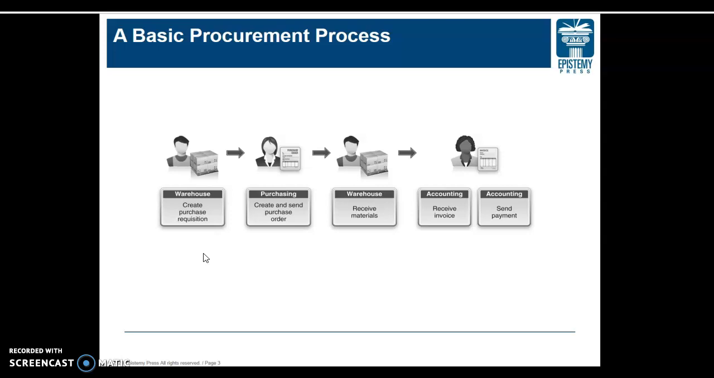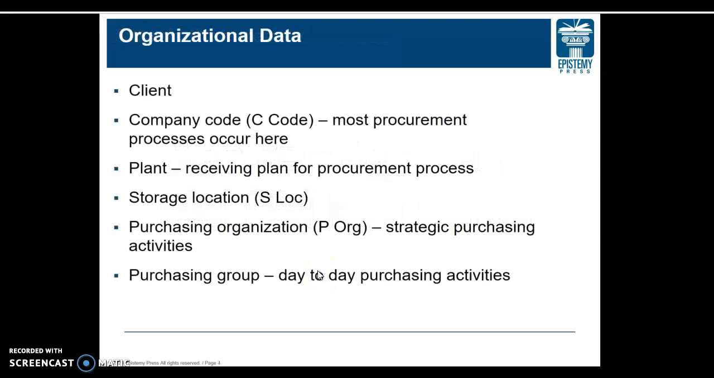When we're discussing the procurement process, this is just the basic procurement process. A buyer would receive a purchase requisition. They would then create a purchase order and send it to a supplier. The supplier would then ship the materials and we would receive them into a warehouse. The supplier would then invoice us and we would receive that invoice and send the payment. So again, this is a very basic process and we'll be looking at this process in more detail.